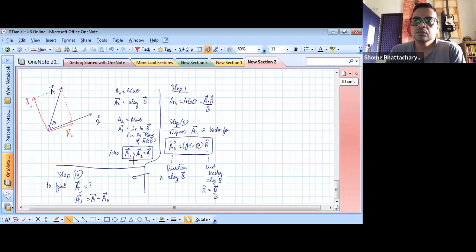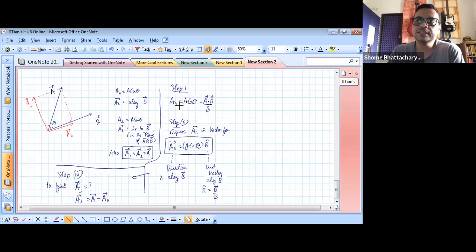Okay. So now having understood these 3 statements, that the parallel component's magnitude is A cos theta, its direction is along B. The perpendicular component's magnitude is A sin theta, its direction is perpendicular to B, but in the plane of A and B, that is in the plane of this diagram, and that the sum of the parallel and perpendicular components equals the original vector A. Now how to calculate this? So the first step is we first find the magnitude of this component, which is A cos theta, using the dot product method. So we'll substitute A and B here and find out the magnitude.